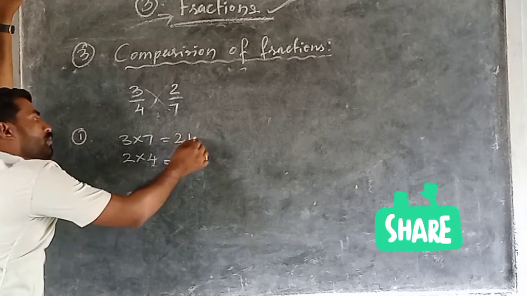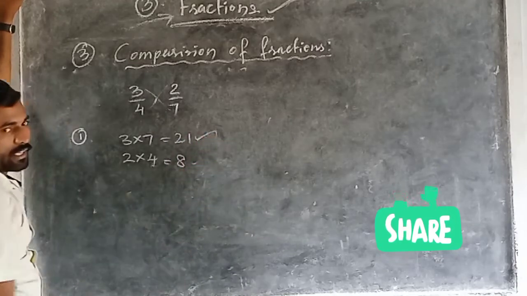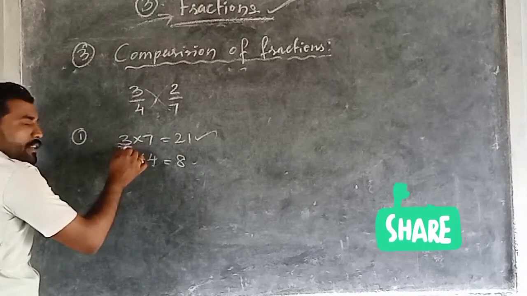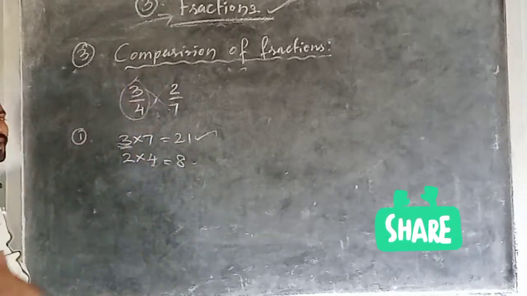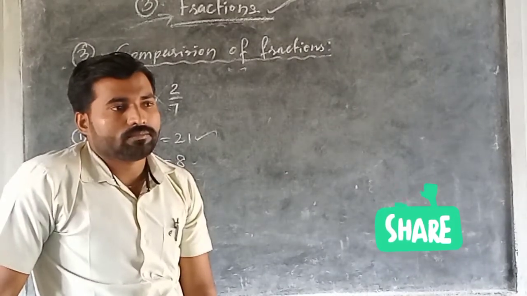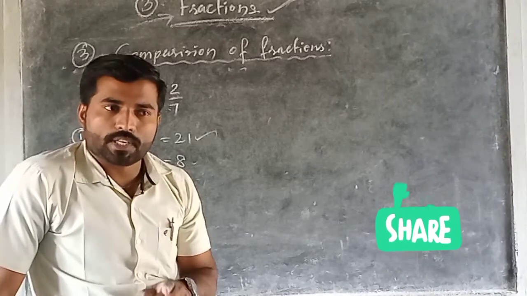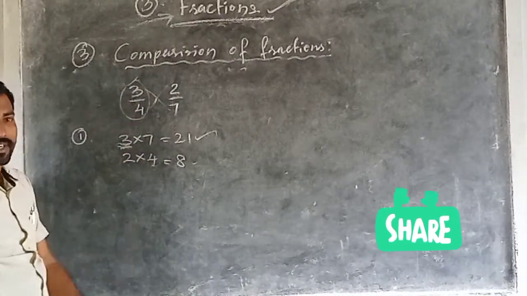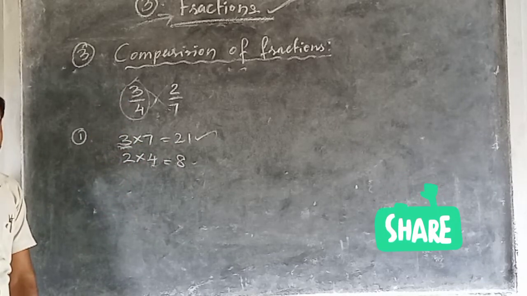Here, is 21 greater or is 8 greater? 21 is greater. That means the fraction which has 3 as numerator is greater. So 3 by 4 is greater. Did you all understand? Yes, sir. You can say 3 by 4 is greater because here 21 is greater.